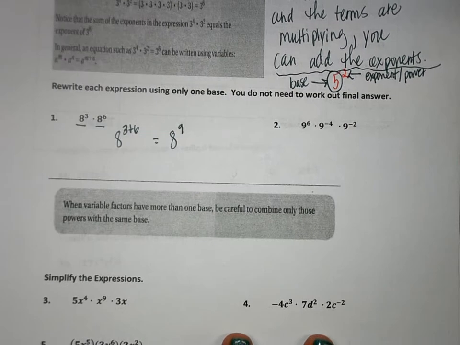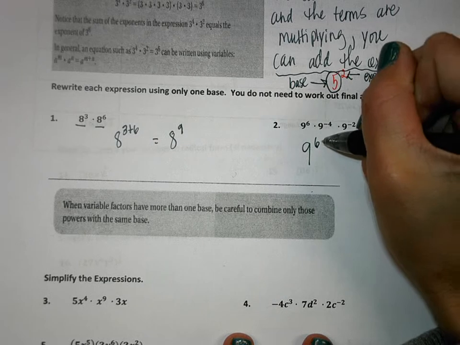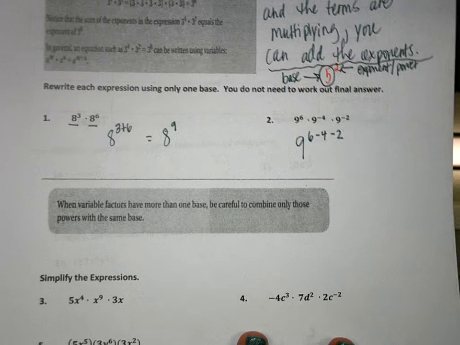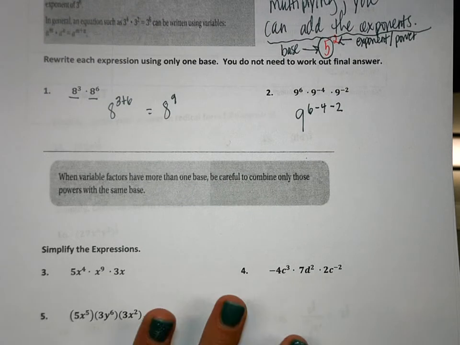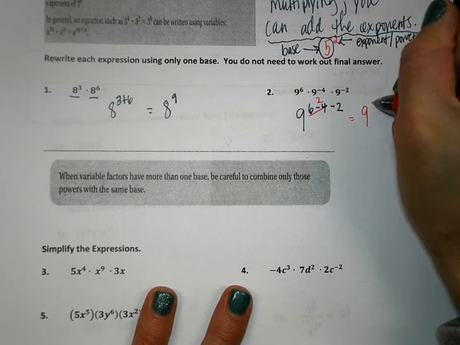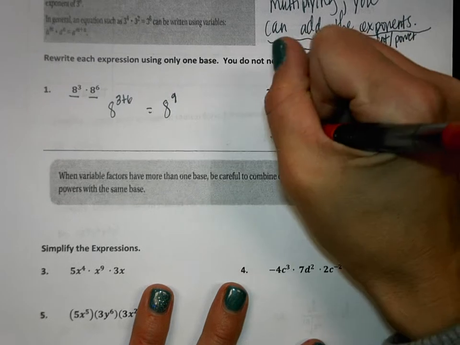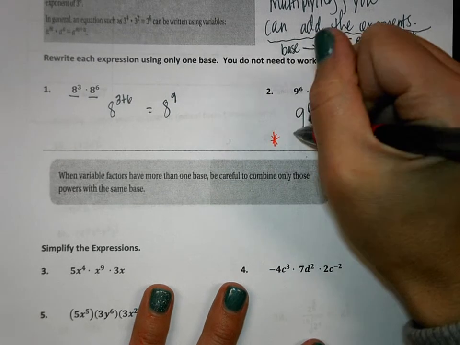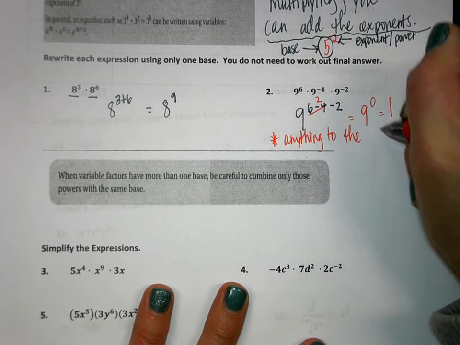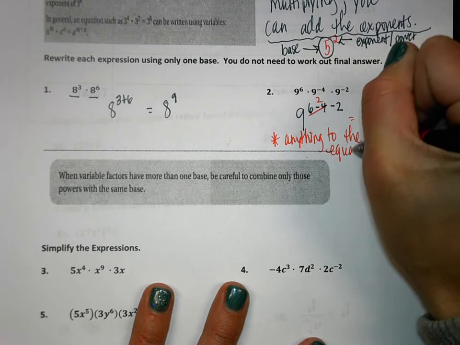So on the next one, we would have 9 to the 6 minus 4 minus 2. Well, what is 6 minus 4? 2. And what is 2 minus 2? 0. So I have 9 to the 0 power. Does anybody know what that equals? 1. Very good. So as a note to ourselves, we need to remind ourselves that anything to the 0 power equals 1.